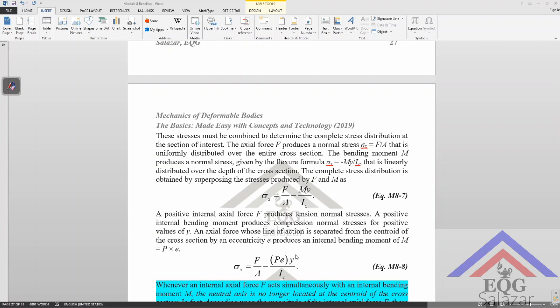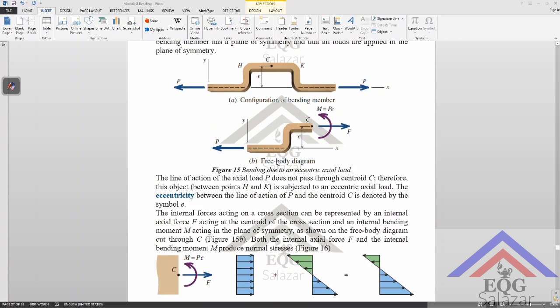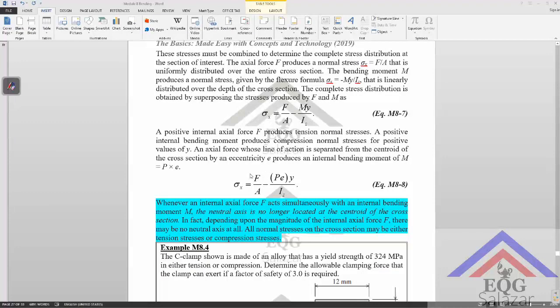Now M can be expressed in terms of the force times the eccentricity, or the moment arm of the applied axial load, and that is P times e. That's why we have F over A minus Pe y over Iz, where Pe is just equal to M. So let's go over example M8.4.